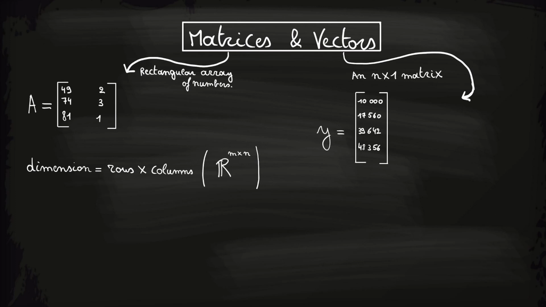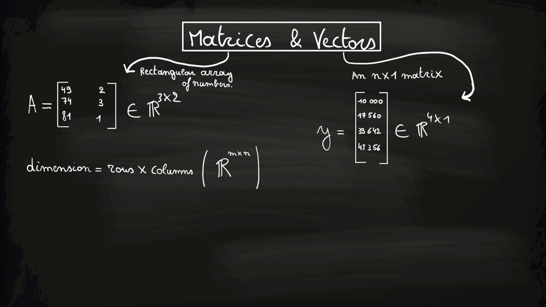First, let's understand what matrices and vectors are. Matrices are rectangular arrays of numbers, while vectors are one-dimensional arrays. We define the dimension of a matrix or vector as the number of rows times the number of columns, and we define it as follows: R^(m by n), with m the amount of rows and n the amount of columns. So for these two, we can say, this matrix is an element of the set R^(3 by 2). And this vector is an element of the set R^(4 by 1).